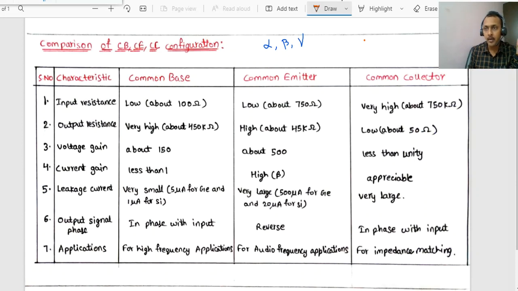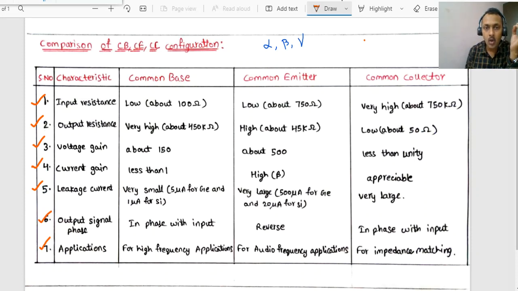Now, from the exam point of view, while attempting a question on this topic, these 7 parameters are to be highlighted. These 7 parameters are to be compared among common base, common emitter and common collector configurations. Dear students, you have to memorize all these 7 points. You have to highlight the input resistance, output resistance, voltage gain, current gain, leakage current, output signal phase, and what are the applications.